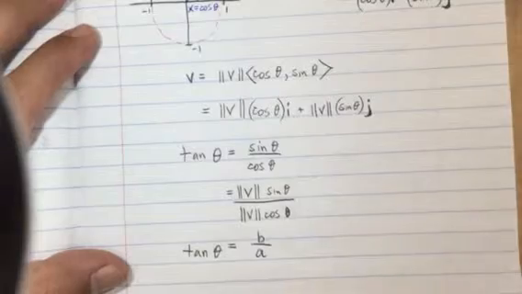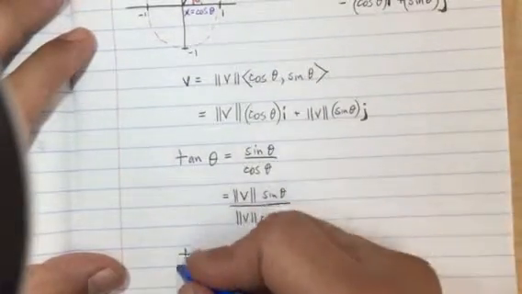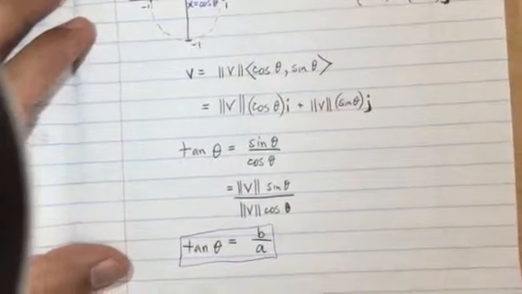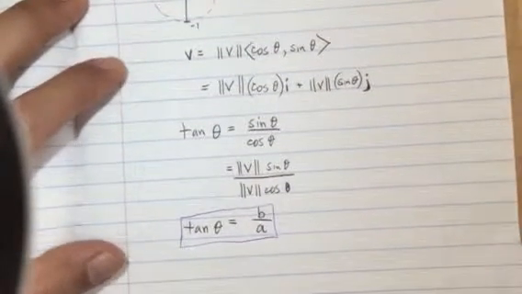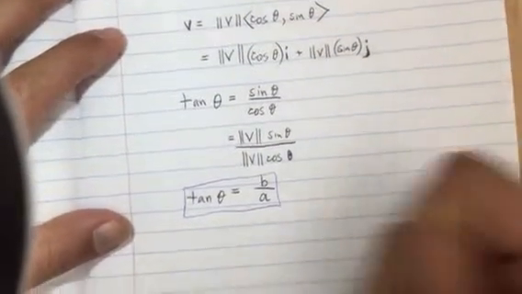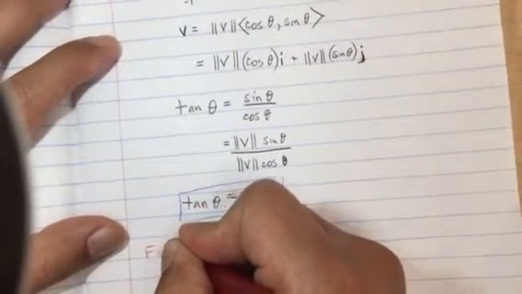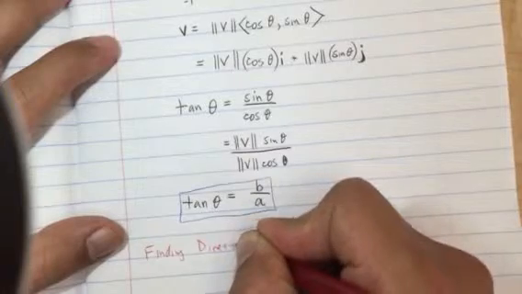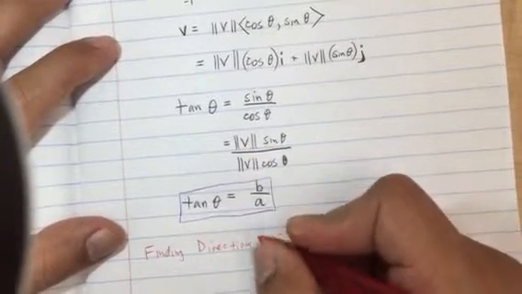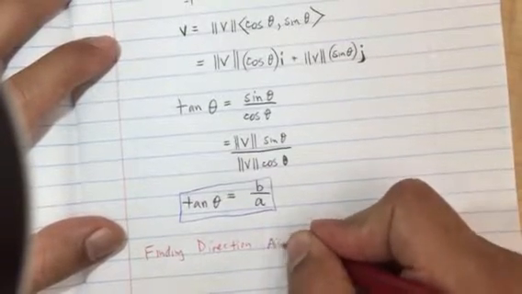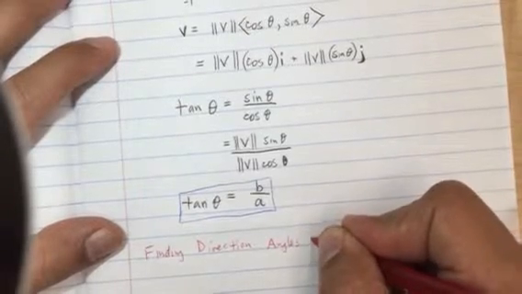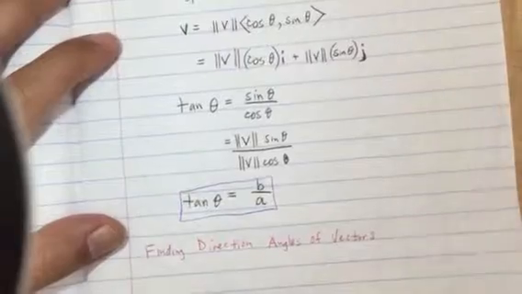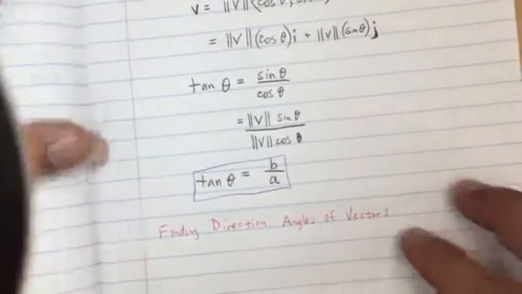So we're going to be using this as one of our key equations. So let's go ahead and go through an example here. There's going to be finding direction angles of vectors.